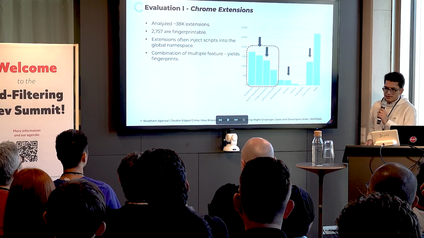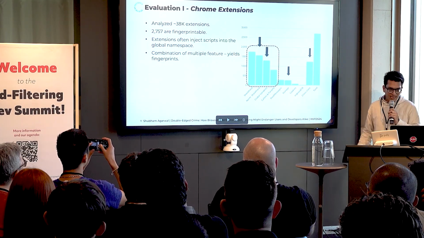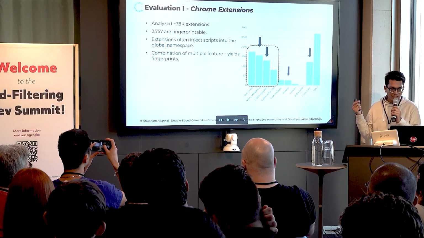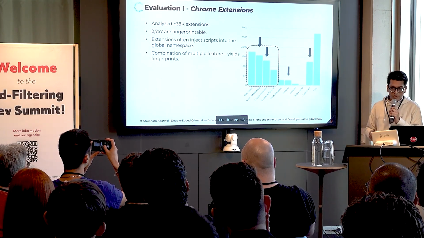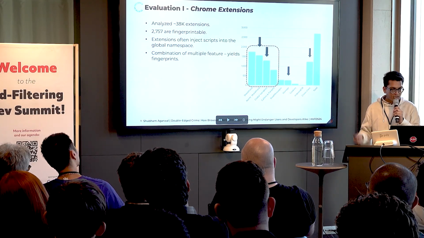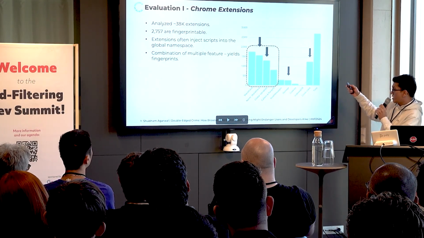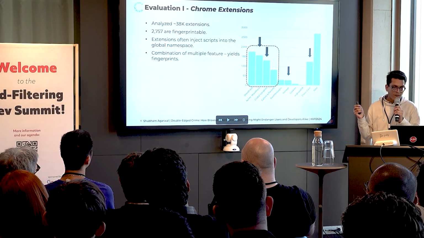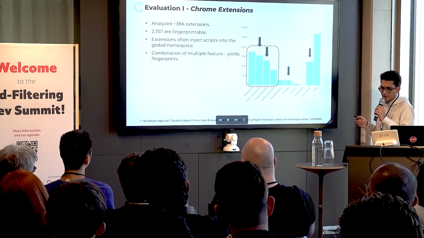And then lastly, of course, not all extensions are fingerprintable just through storage interactions or just through registering a global variable. This could be interesting because if we combine these features, for example storage combined with stack trace, this yields around 1,200 more extensions to be fingerprintable. So it's not just one factor of the extension that could lead to fingerprinting.